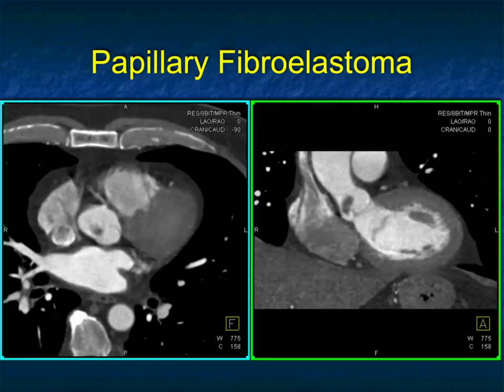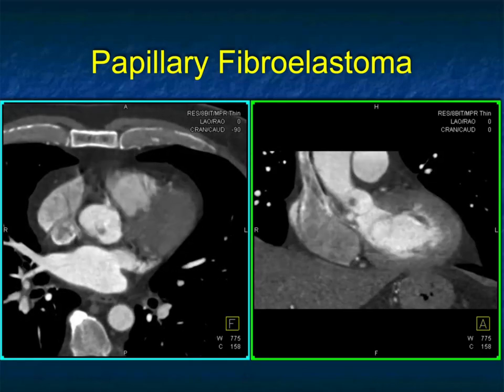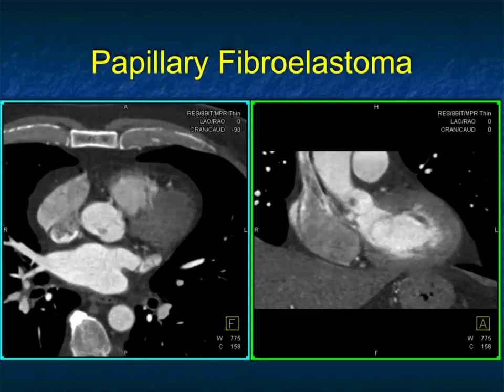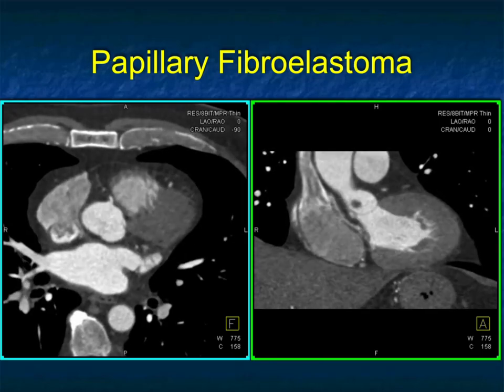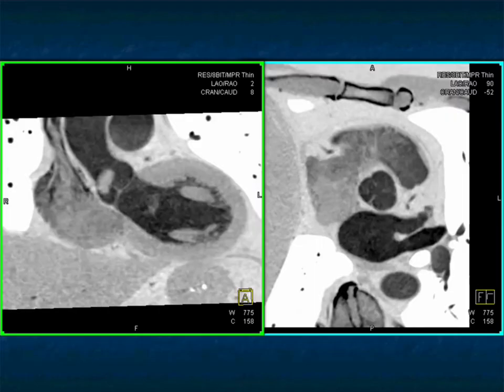Now, you could say, what's the differential diagnosis here? Well, it might be just a thrombus on the aortic valve, but then you wouldn't have a stalk. And thrombuses typically project more into the left ventricle. Papillary fibroblastomas almost always project forward into the lumen of the ascending aorta. Just a really nice example.